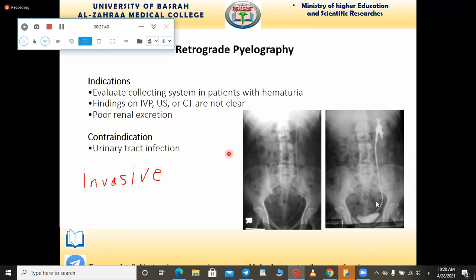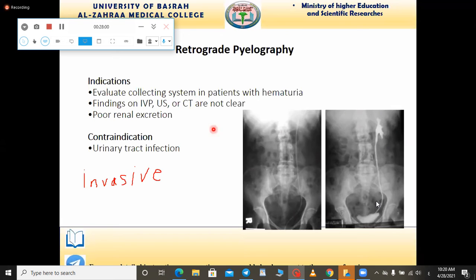Fine? What is the indication? Important note: it is invasive, because you place a catheter this way. Sometimes it even needs general anesthesia. So nowadays retrograde biliography is very rarely used, in the presence of advanced imaging techniques.